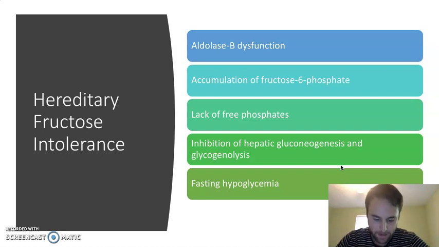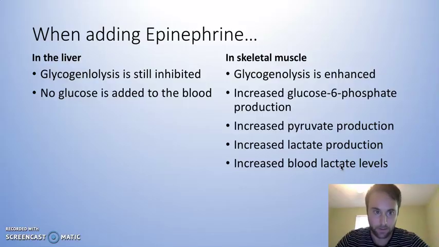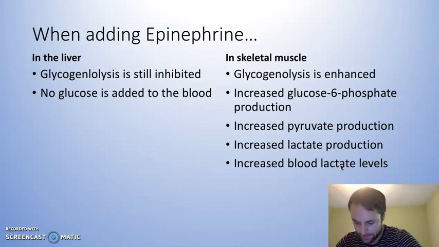Instead, the excess glucose 6-phosphate is fed through the glycolytic pathway, leading to increased pyruvate production. Some pyruvate is then reduced to lactate in the regeneration of NAD+. This lactate then enters the bloodstream.